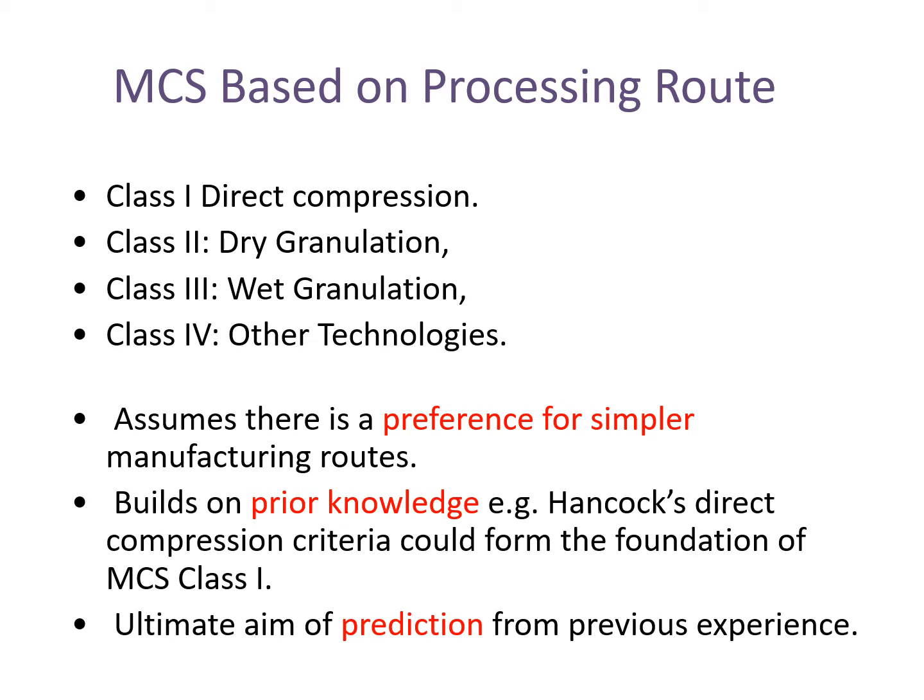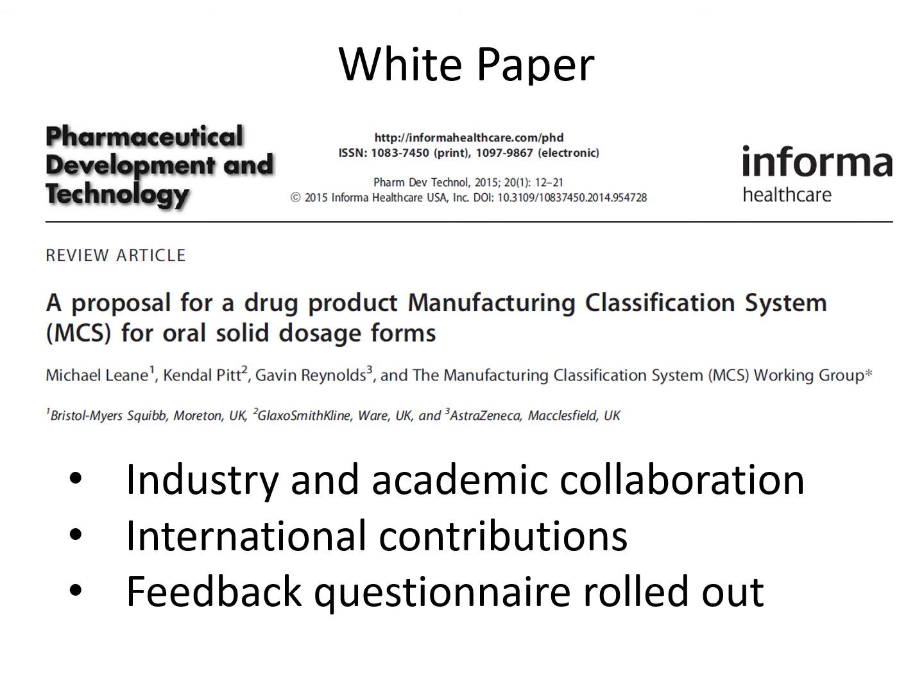And the ultimate aim was to predict from previous experience what you need to do with your material. So this is all published. It's in the public domain as a white paper, as a proposal for a drug product manufacturing classification system for oral solid dosage forms. You can Google it and find it on the internet.